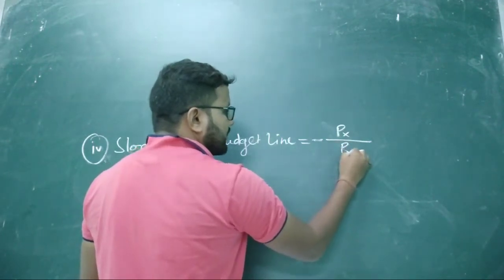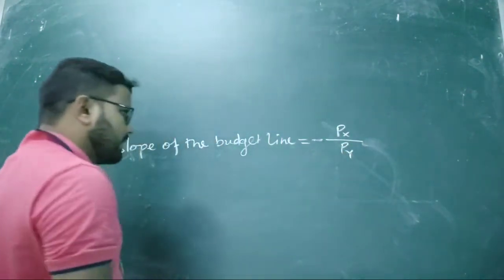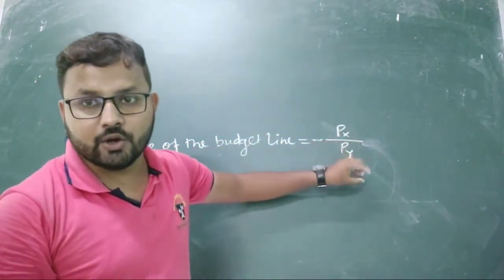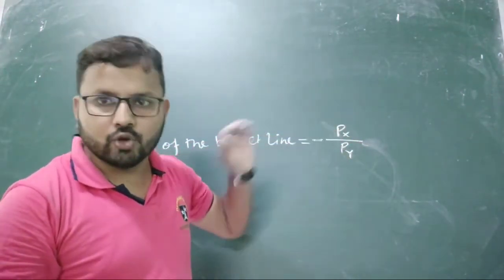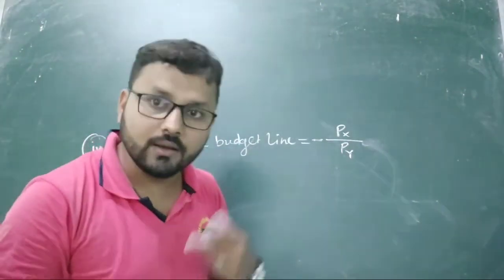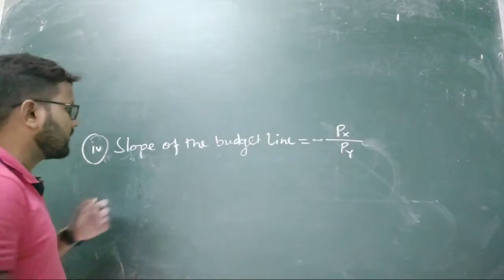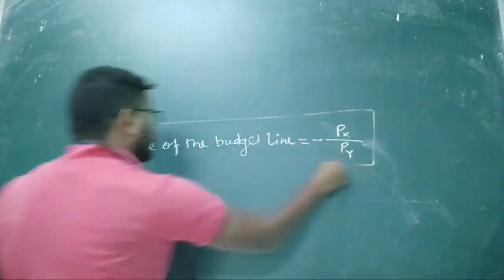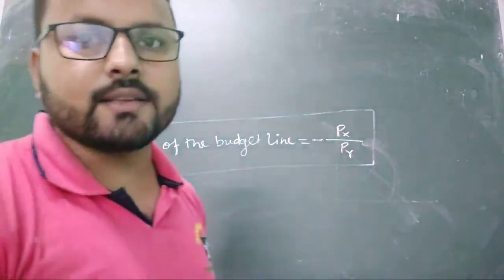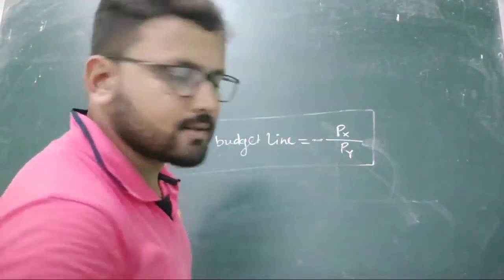Slope of the budget line is the ratio of the prices of good X and good Y, that means the price of good 1 and the price of good 2. It is the ratio between the prices. So you must remember this line. What is the slope of the budget line? The slope of the budget line is the negative ratio of prices.